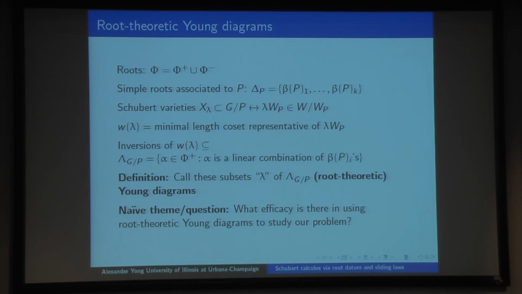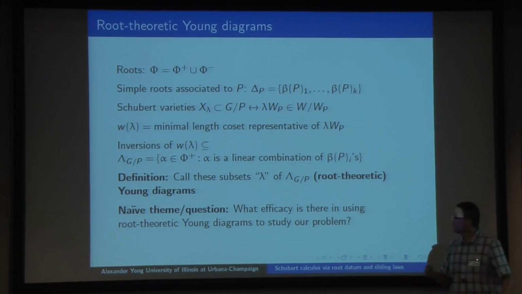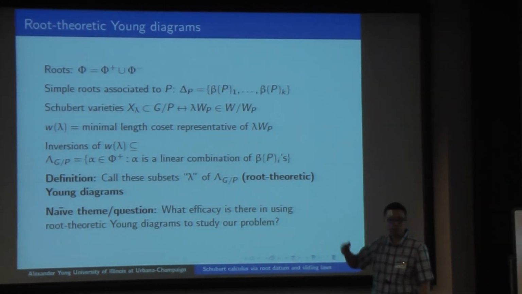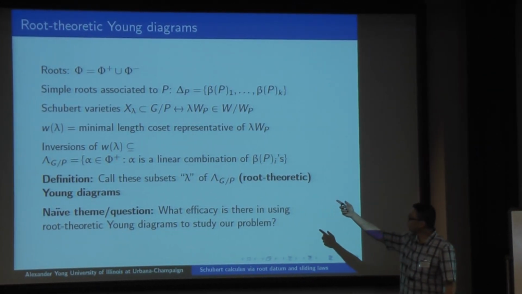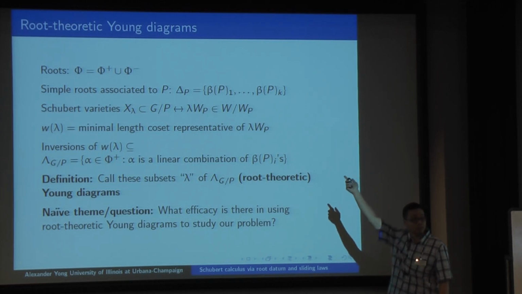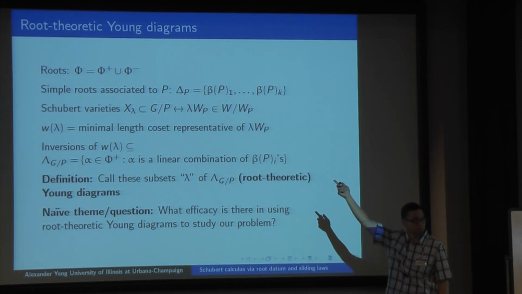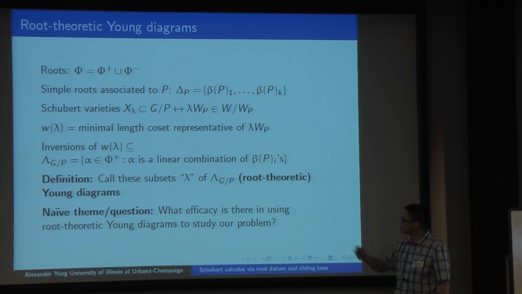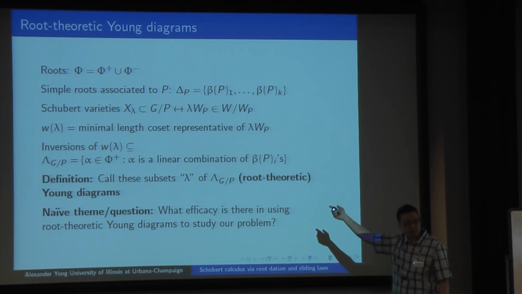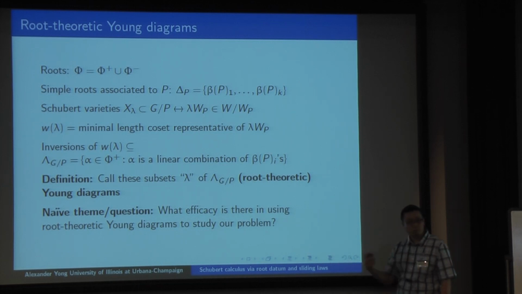And what I'm going to do is observe that the poset of positive roots, graded by height, has a subposet that I'll call lambda G mod P, which is all positive roots that are a linear combination of those simple roots that define your parabolic subgroup. Okay? And these inversions, the inversions of this minimal length coset representative, are contained inside here. And so just for the purpose of terminology, let me call these subsets.